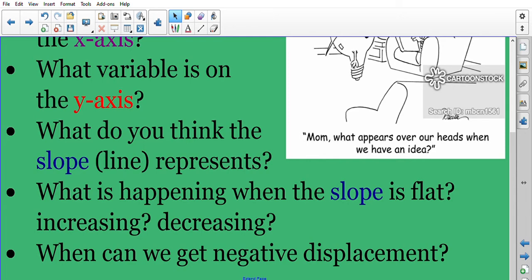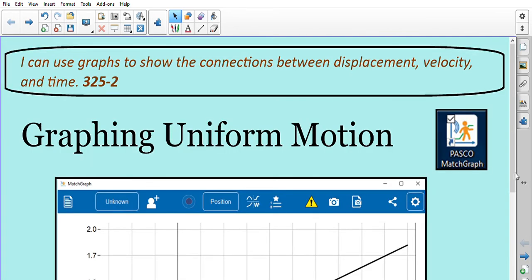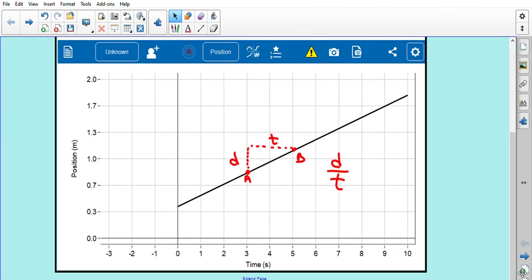And then when can we get this negative displacement value? So how can I actually end up in the negative area, as this shows down here, right? Negative, below zero. So I can actually go into a negative displacement. You'd actually just have to go negative distance, right? Which starts to connect back to what we talked about when we talk about south or west.